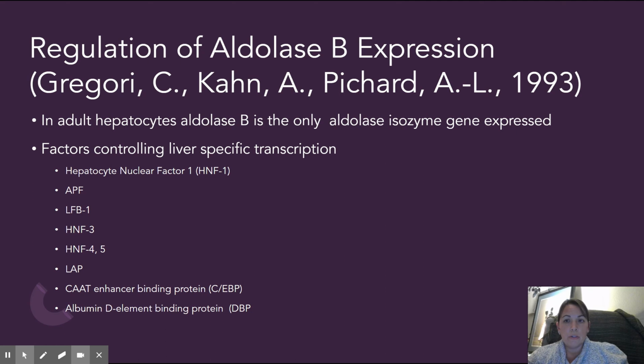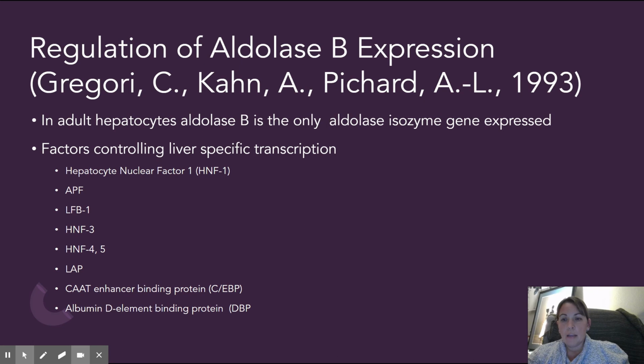So when trying to determine how aldolase B expression was regulated, Gregory, Kahn, and Pitchard looked at several factors known for controlling liver-specific transcription. They tested all of these factors to see if they would affect the transcription of the aldolase B gene, which I've referred to throughout the rest of the presentation sometimes as ALDO-B. So if you see that, I'm talking about the aldolase B gene.